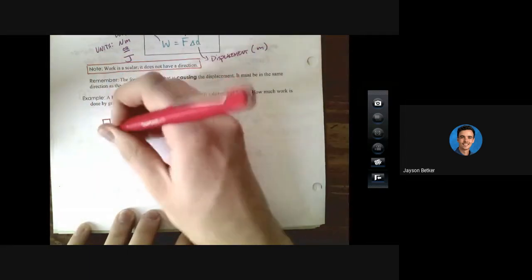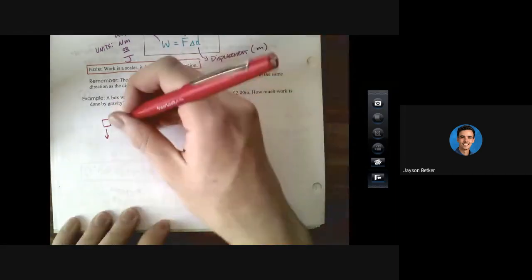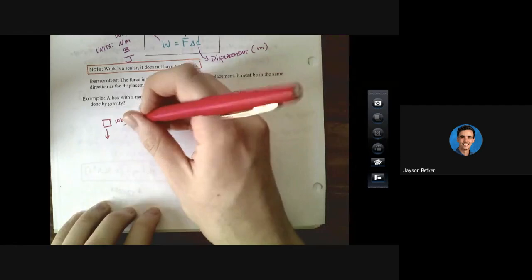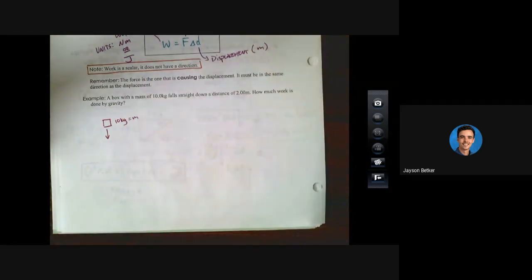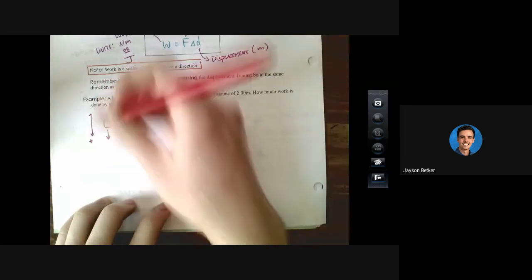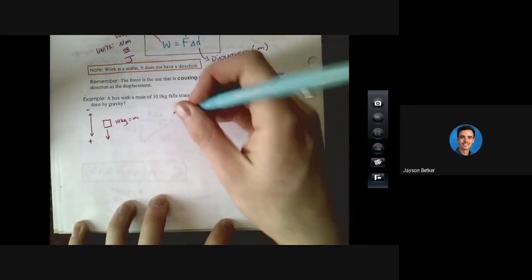The box is falling. Okay, the box is 10 kilograms. That's our mass. And I'm going to say that just for simplicity's sake, because we're falling, downwards is the positive direction. So let's use our formula.